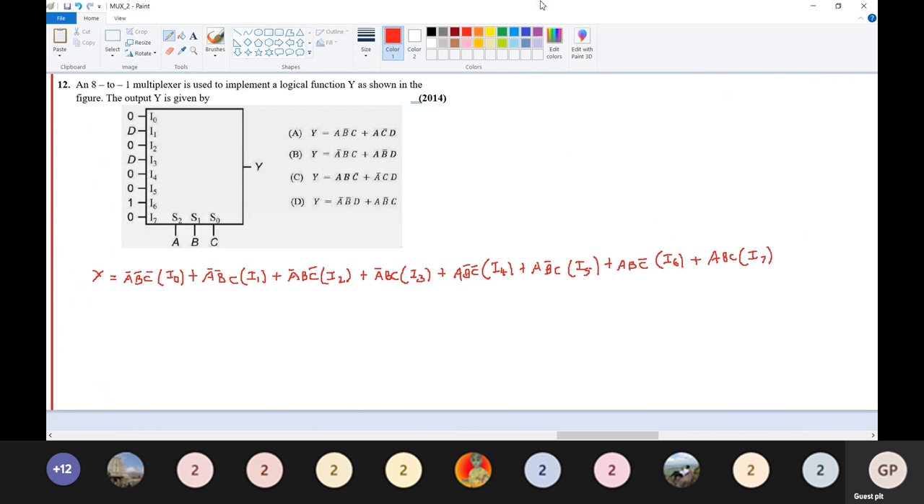Okay, 8:1 multiplexer. So now we'll insert the input values. I naught here is 0. I one value is D here. I two value is 0. I three value is D. I four value is 0. I five value is also 0. I six is 1, and I seven is 0. Okay. So now the 0 terms will drop out.